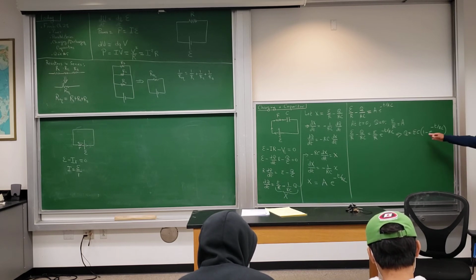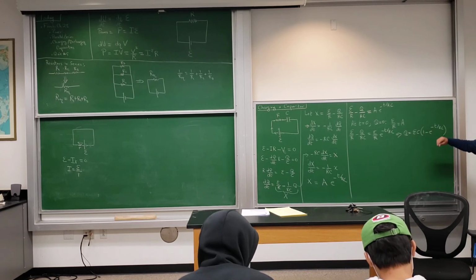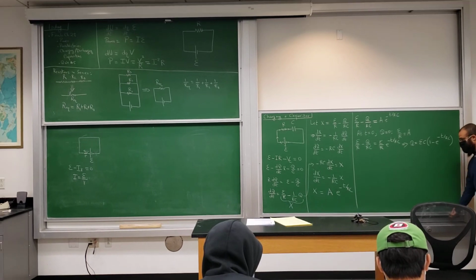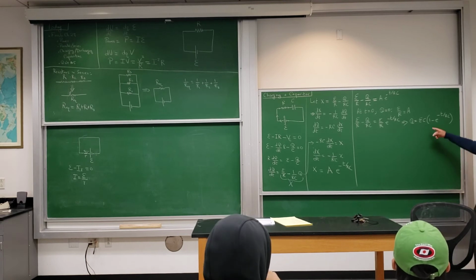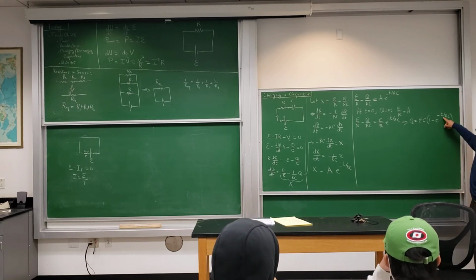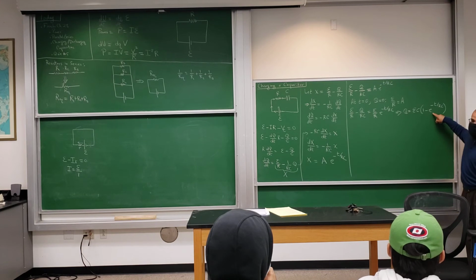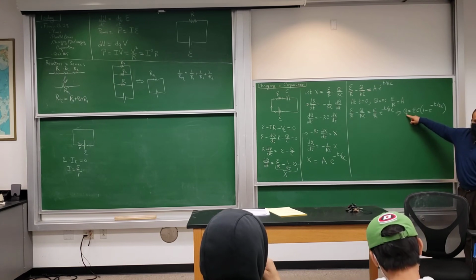So that is the charge on the capacitor. If you were to graph charge versus time, well, the capacitor would be charging, right? It was 0 at the beginning. So again, if you put 0 for T, what do you get? E to the 0 is 1, right? 1 minus 1 is 0. So Q at T equal to 0 is 0.